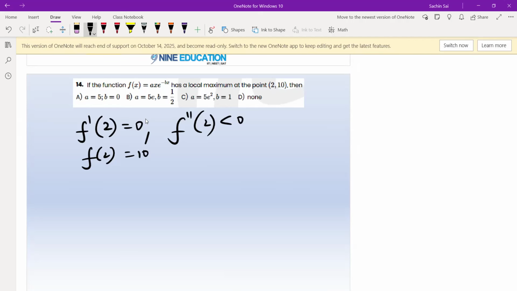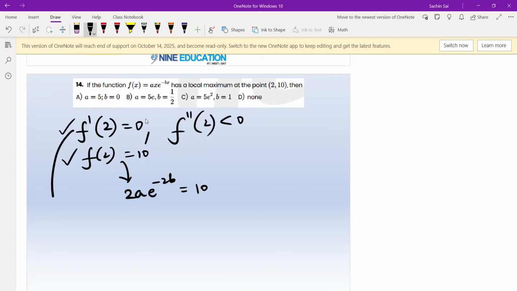So I think here we need to check if the three conditions are satisfied, because it is not necessary that if the first derivative is 0 and the value of the function is 10, this condition is also satisfied, right? So let's apply the condition there. F of 2 is 10 would mean 2a times e power minus 2b equals 10, right?